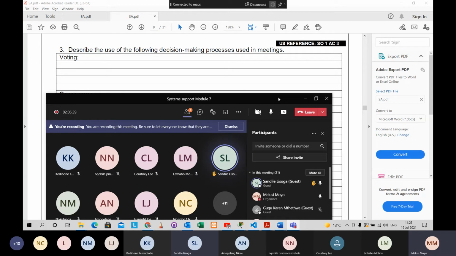Yeah, so they'll be like, okay, who's for this idea, who's against, just to find an agreement on a subject or an idea. Especially if some of the people are not for the idea and some are for the idea, voting will help us to determine an agreement on a subject or an idea. So basically, that's what Sandile is saying. We have an idea on the table, and we just want to find out how many people are for the idea and how many are against, and then we say, okay, let's vote. What about consensus? Consensus.